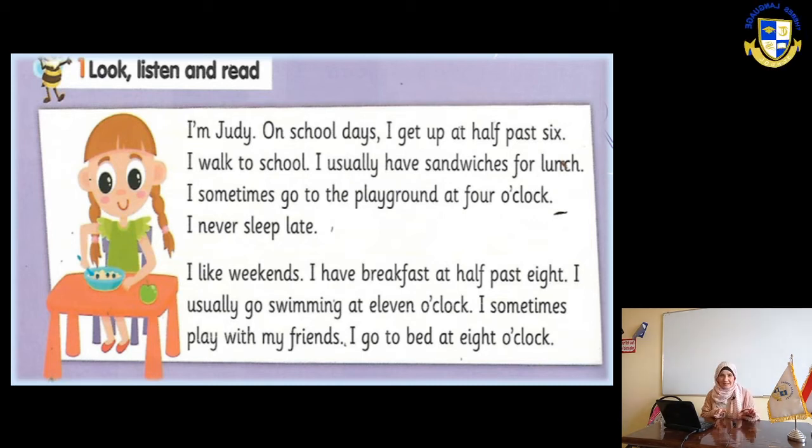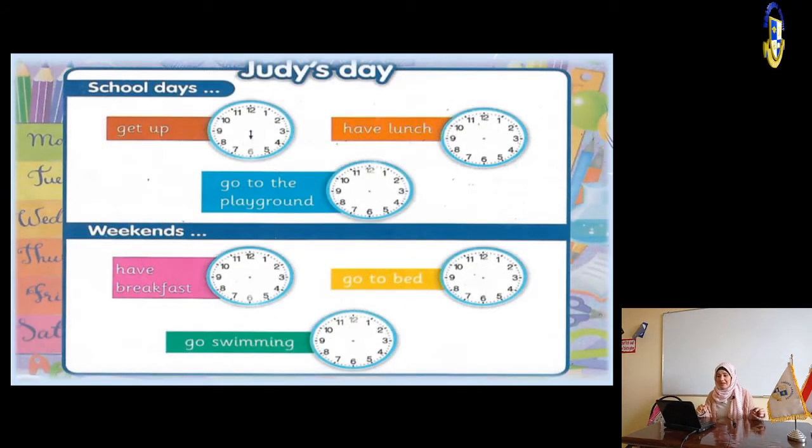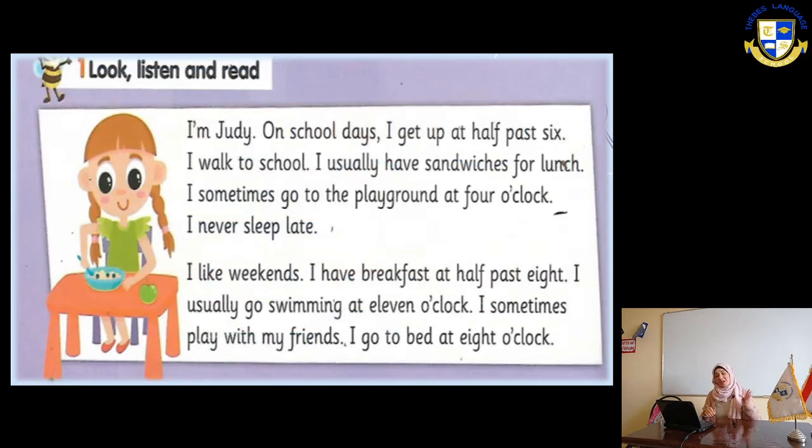I never sleep late. It's something that I don't do at all. I like weekends. I have breakfast at 8:30, and 8:30 means the long arm will be on number 6. I usually go swimming at 11 o'clock, and 11 o'clock means short arm on 11, long arm on 12. I sometimes play with my friends.